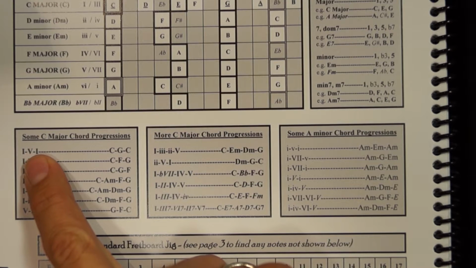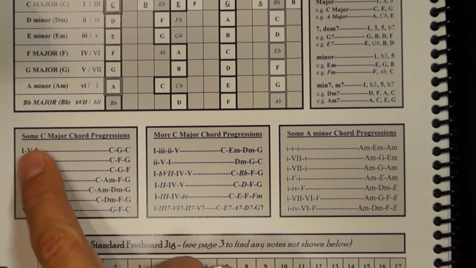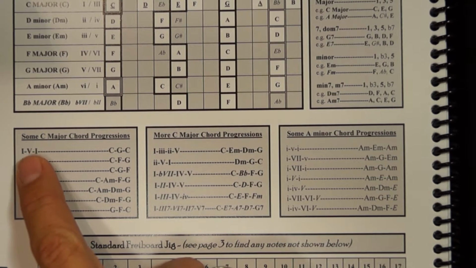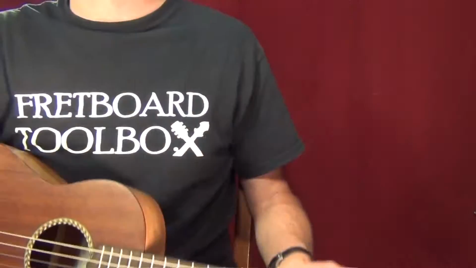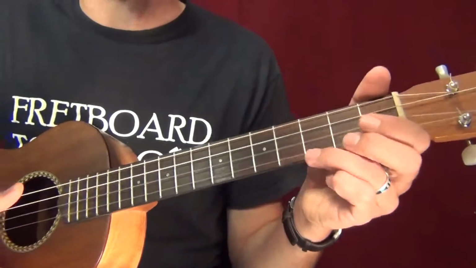The reason I set up these chord progression boxes was so you could see, if I want to hear a 1-5-1 progression, what does that sound like? What's the sound of a 1 to a 5 chord or a 5 to a 1 chord? It actually has a pretty particular sound.